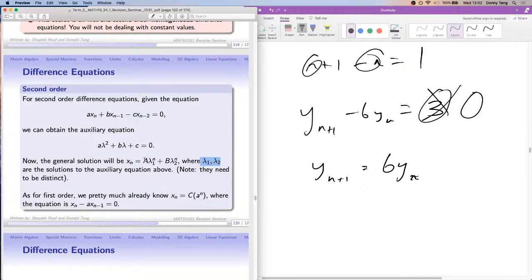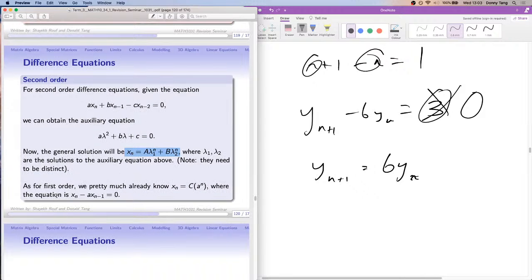And your general solution will now be a times lambda 1 to the power of n, plus b times lambda 2 to the power of n, where a and b are just constants. So you don't actually know what a and b are unless you're given initial conditions. Otherwise, it's just solving a quadratic and then subbing everything into this general solution. As for first order, we pretty much already know that x(n) equals c a to the power of n, where the equation is this. Obviously we'll do some examples to take a look at what's going on here.